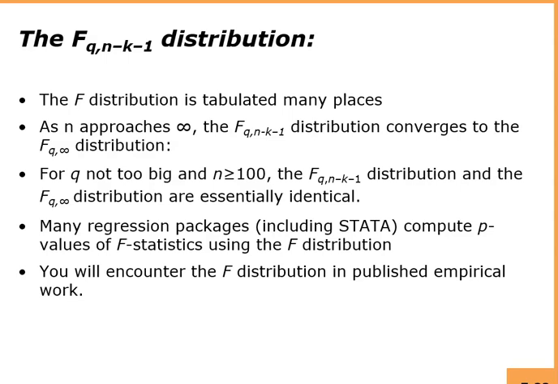But the important point to note here is that as n approaches infinity, the F distribution which assumes homoskedasticity converges to the F distribution which does not assume homoskedasticity. So for q, the number of restrictions, when it is not too big and when sample sizes are substantially large, meaning at least greater than 100, then the F q, n minus k minus 1 distribution converges to the F q, infinity distribution.